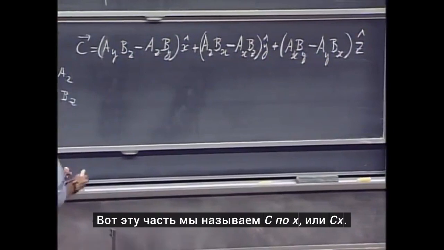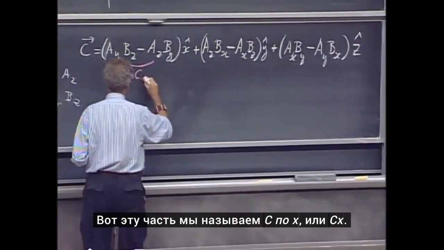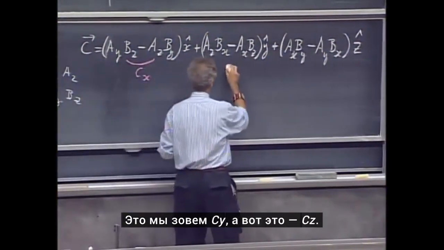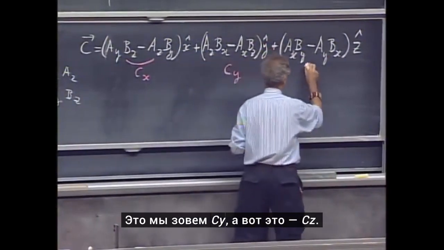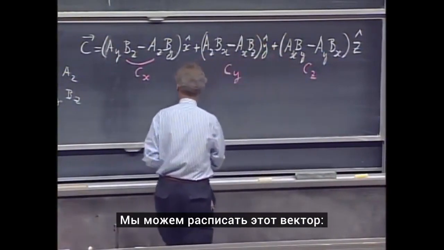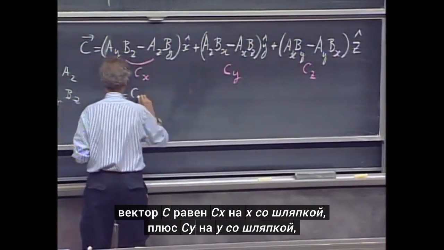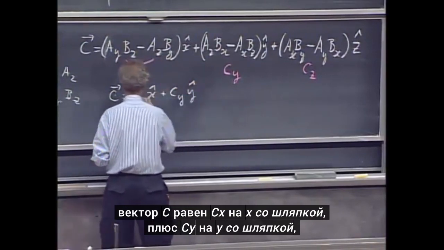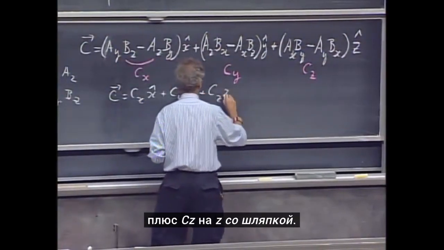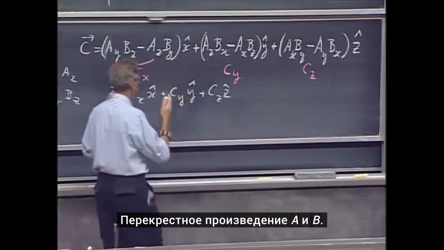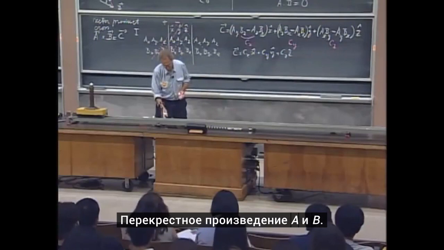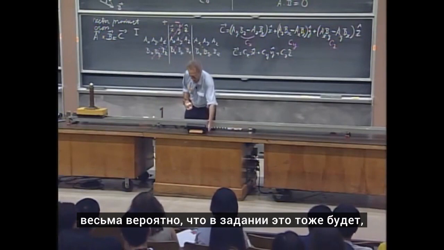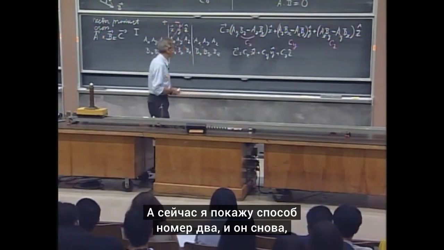So this part here is what we call C of X. It's the X component of this vector. And this we can call C of Y, and this we can call C of Z. So you can also write that vector C equals C of X, X roof, plus C of Y, Y roof, plus C of Z, Z roof. It's the cross product of A and B. We will have lots of exercises, lots of chances you will have on assignment 2 to play with this a little bit. Now comes my method number 2.